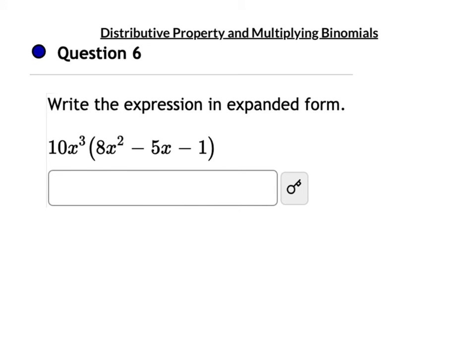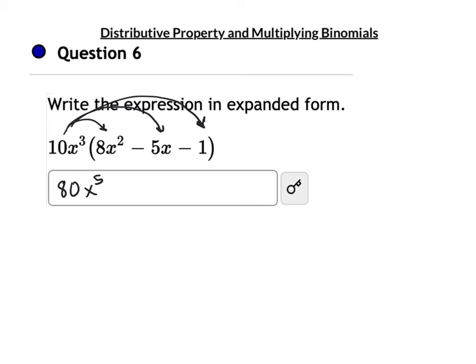Question 6, more distributive property. This time I'm taking the 10x cubed to all three. And I didn't give you very many of these because I know it's a lot of typing. 10x cubed times 8x squared, multiply the coefficients, add the powers on like bases. That's 80x to the fifth.